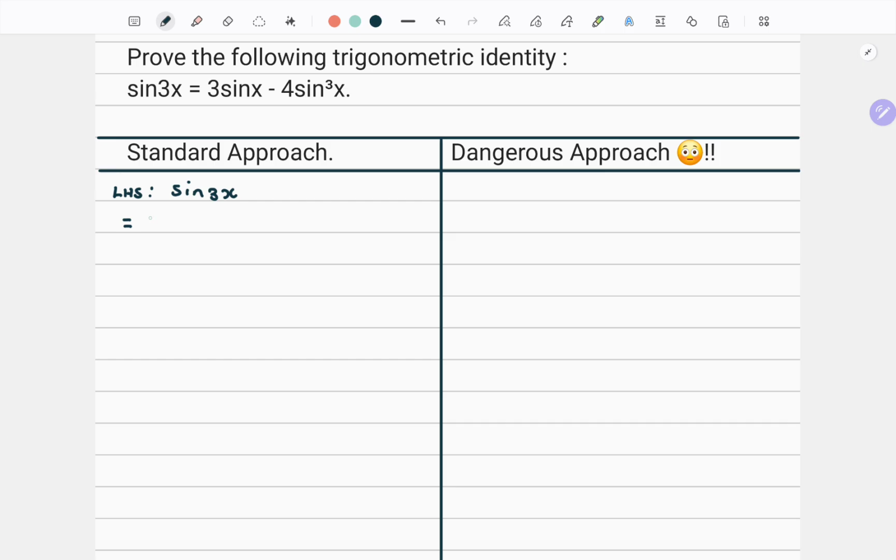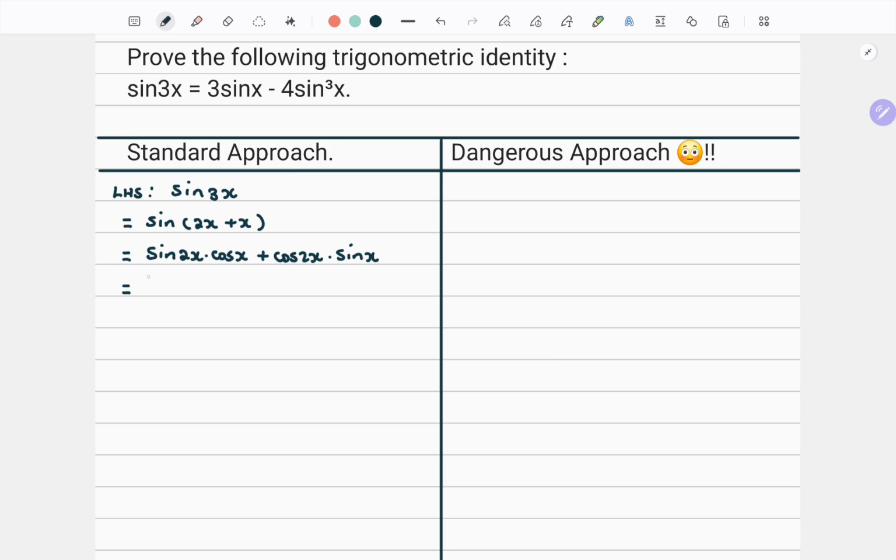This is equal to, we can break this up into sine 2x plus x, just to create a compound angle, as this has spelled out a compound angle identity. So we get sine 2x cos x, the sign remains. We get cos 2x times sine x, okay? That's the sine compound angle expansion.